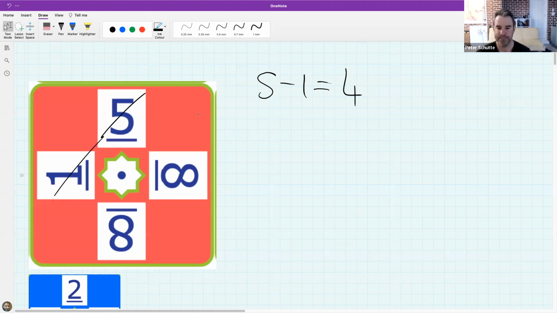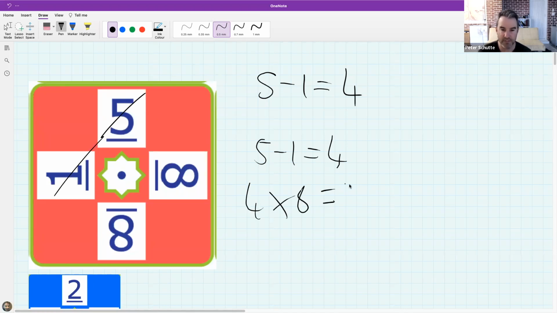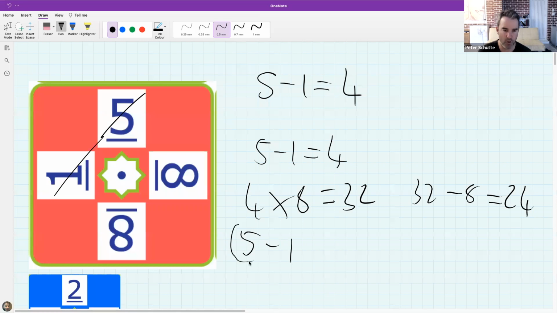Can you do it? Yes, you can. Such a catchy slogan. Yes, you can. Simple things, eh? Sure. Cass, I think you may have got something there. So Cass has said, and you're getting some support from the rest of the students, 5 minus 1 is 4. And then if you go 4 times 8, you have 32. And 32 minus 8 is 24. Yes. So if we wrote it out the long way, you went like that, and then you went like that.